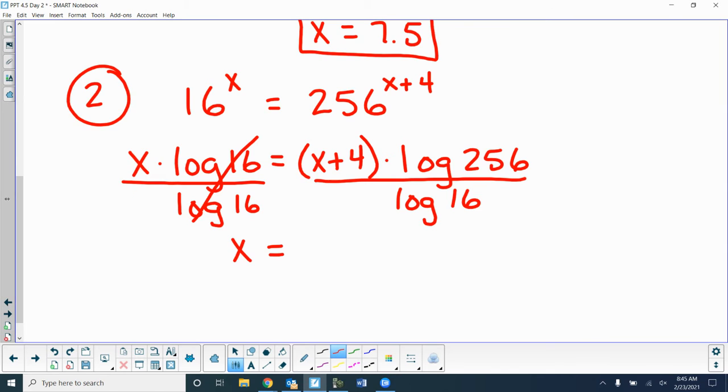Okay, so I have 2 times x plus 4 then. I got to distribute that 2 on the right side.